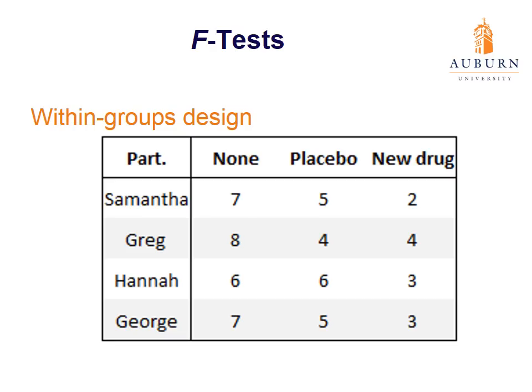So here might be a basic within groups design. Notice our level of observations are individual people, and so we have Samantha, Greg, Hannah, and George. And we're going to use our example of pain relief based on the type of drug treatment. And so we might have Samantha here, and we get a measurement of Samantha without any type of treatment. That's the none condition. And then we might get a measurement of her pain with a placebo, and then also with a new drug.